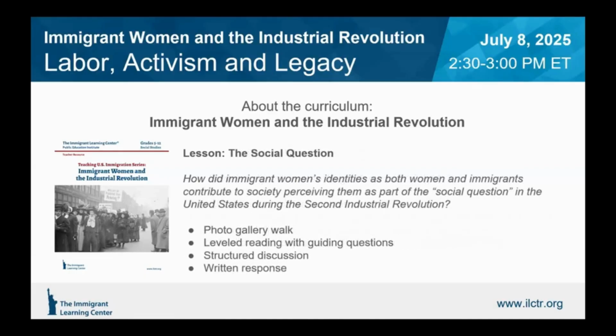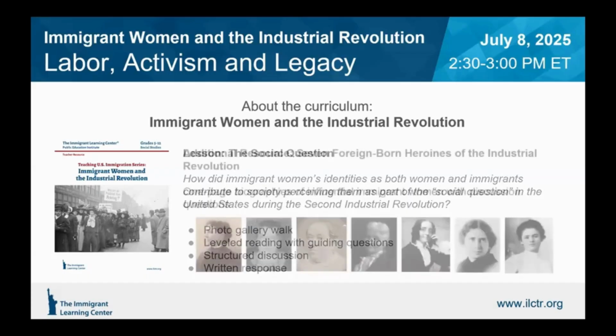The other lesson in this bundle has to do with the social question. So this is what we were talking about earlier, as far as how immigrant women's identities as both women and immigrants contributed to society perceiving them as a social question. So why were they being blamed? And with this, it starts off with a photo gallery walk. The photos are taken from the Library of Congress. They have such fantastic resources. They're all available for free. Then we have a leveled reading with some guided questions, structured discussion, and a written response.